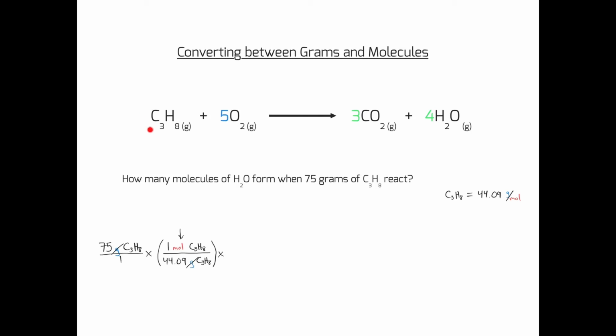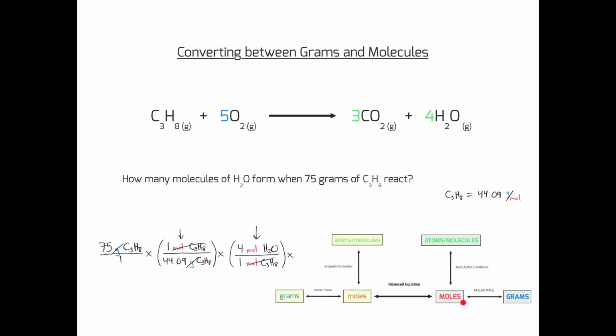And if we look at our balanced equation, we can see that for every 1 mole of C3H8, we have 4 moles of H2O. And again, we set it up so our units cancel. We have moles of C3H8 on the bottom, moles of C3H8 on the top. So these cancel with these, and now we're left with moles of H2O.